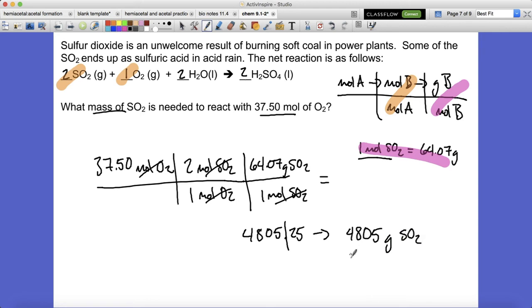Maybe a question would ask you how many kilograms of sulfur dioxide, since it's a really big amount. Maybe you'd write it as 4.805 kilograms of sulfur dioxide. It's the same answer, just a different unit.